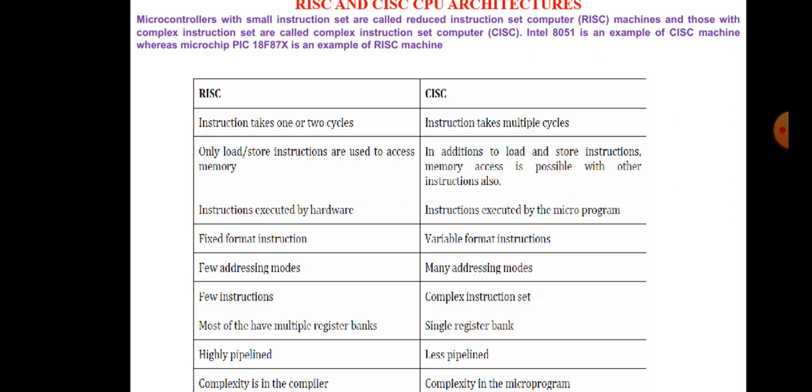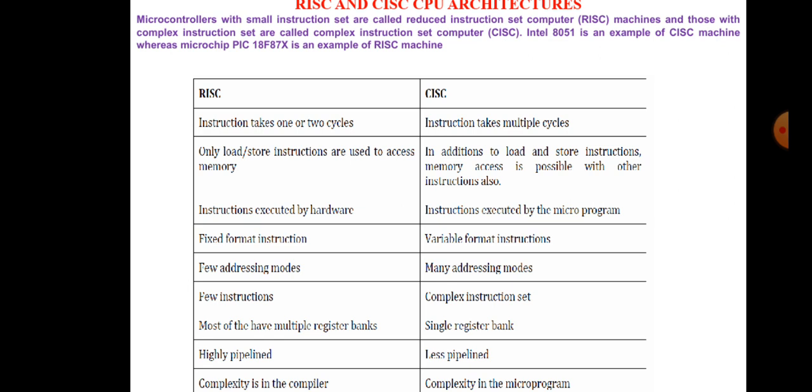Then in case of your RISC, we have a fixed instruction format. Means the length of the instruction is fixed. That depends upon the type of processor, or whether it is a RISC microcontroller, whether the length of the instruction is 8-bit, 16-bit, or 32-bit. So if it is 8-bit, in most cases the length of the instruction will never exceed 8 bits.